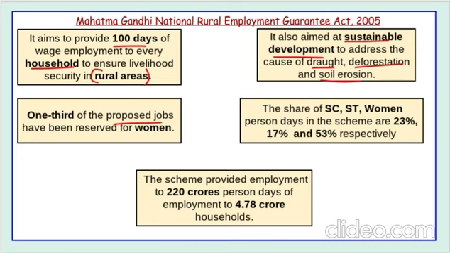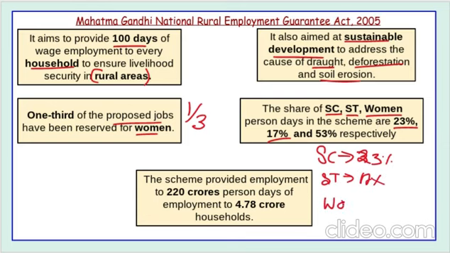Now, one third of the proposed jobs have been reserved for women also. One third of the jobs provided are reserved for women so that they also get equal opportunities. Now, the share of scheduled castes, scheduled tribes and women: the person days in the scheme are 23% for scheduled castes, 17% for scheduled tribes, and 53% for women.